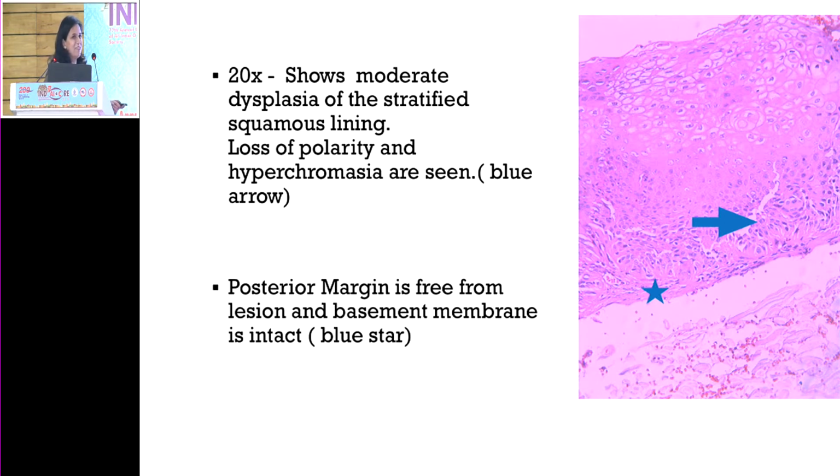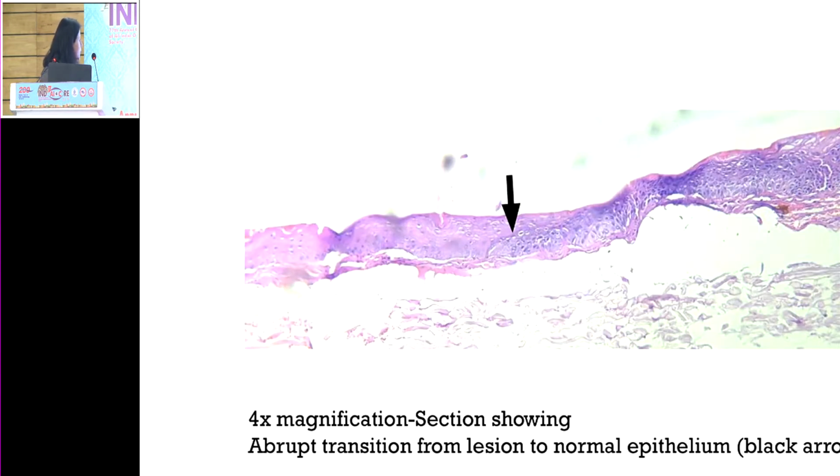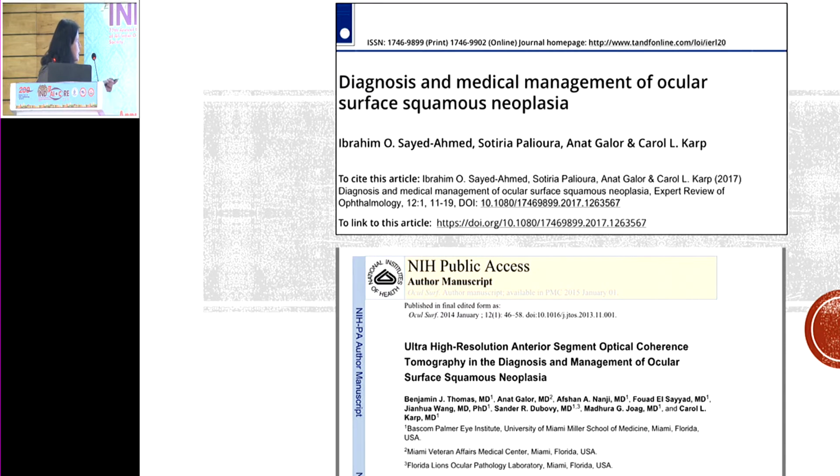I'll just take 5-7 minutes, I think. And on 40x, other features of moderate dysplasia are seen. At 4x magnification, I just wanted to emphasize that, as on anterior segment OCT, you can see an abrupt transition from normal epithelium to abnormal epithelium. See the dysplastic epithelium here and the normal epithelium on the right side. Dr. Carol Karp, she's a name in OSSN, all of you must be knowing her. She has done a lot of studies on how histopathology connects well with anterior segment OCT.